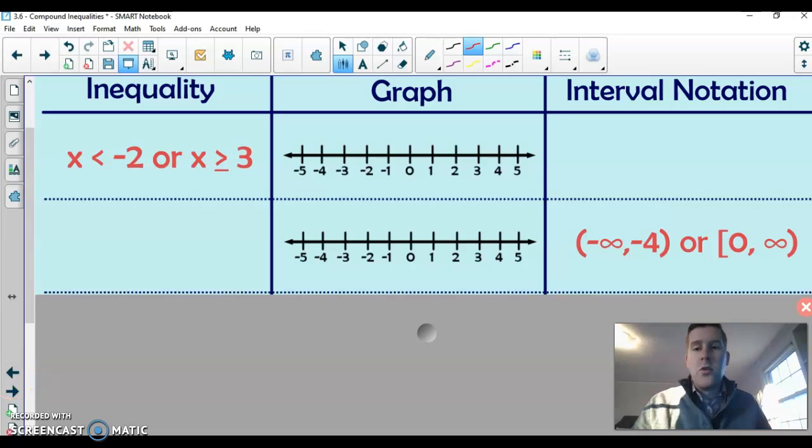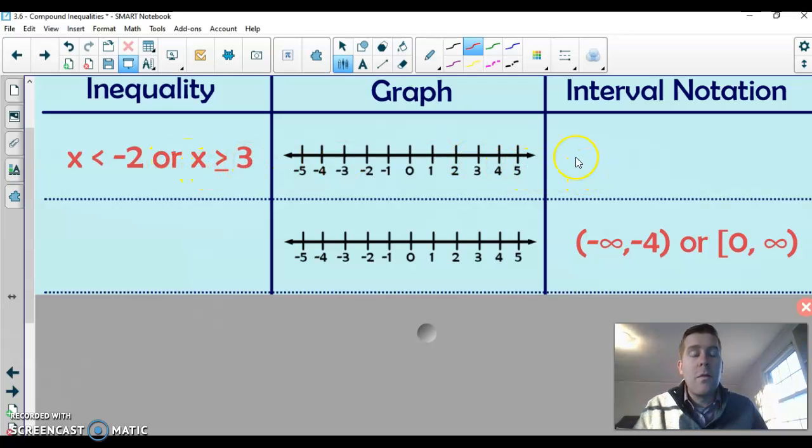We're going to look at two or compound inequalities. I have the first one represented as the inequality. For the second one, the solutions are represented in interval notation. And we're going to look at how to graph in both ways. So first of all, we're going to read the inequality. It says x is less than -2 or x is greater than or equal to 3.